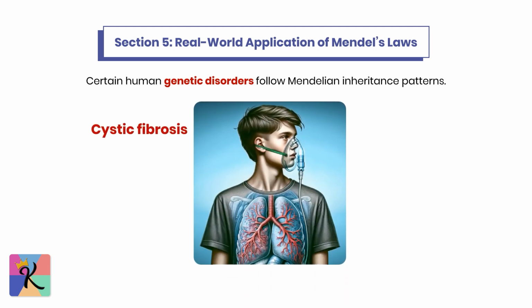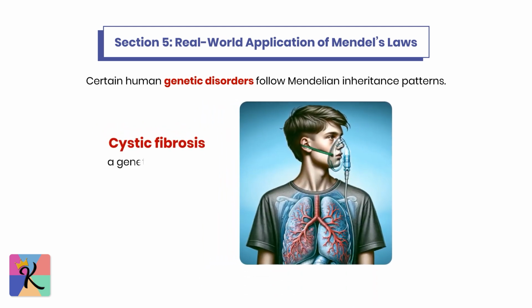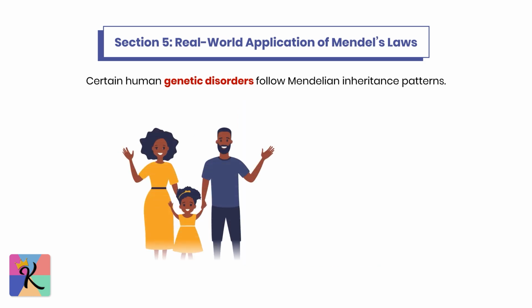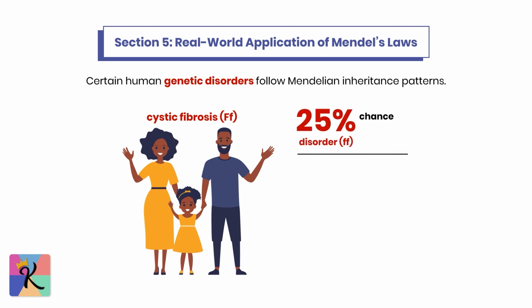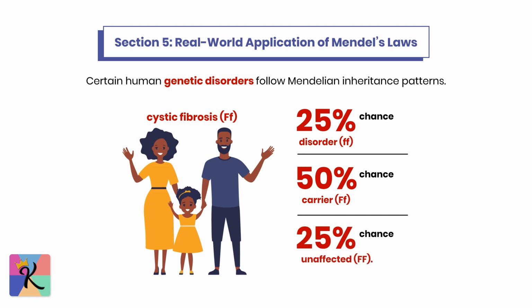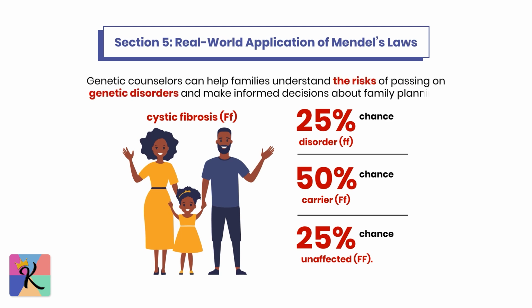Let's take a real-world example. Cystic fibrosis, a genetic disorder that follows autosomal recessive inheritance. If both parents are carriers of the recessive allele for cystic fibrosis, there's a 25% chance that their child will inherit the disorder, a 50% chance that their child will be a carrier, and a 25% chance that their child will be unaffected. By applying Mendel's principles, genetic counselors can help families understand the risks of passing on genetic disorders and make informed decisions about family planning.